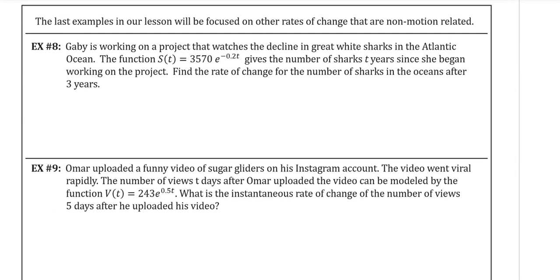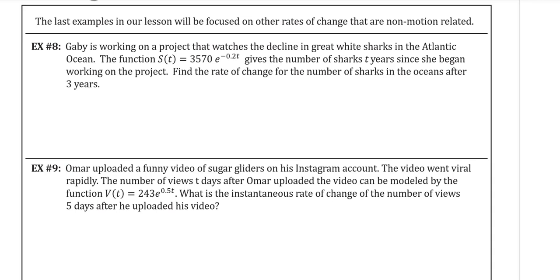Okay, so now let's finish out with some other types of related rates that aren't related to money either, but do happen. So example 8, Gabby is working on a project that watches the decline in great white sharks in the Atlantic Ocean. The function S of t equals 3,570 e to the negative 0.2 t gives the number of sharks t years since she began working on the project. Find the rate of change for the number of sharks in the ocean after 3 years.